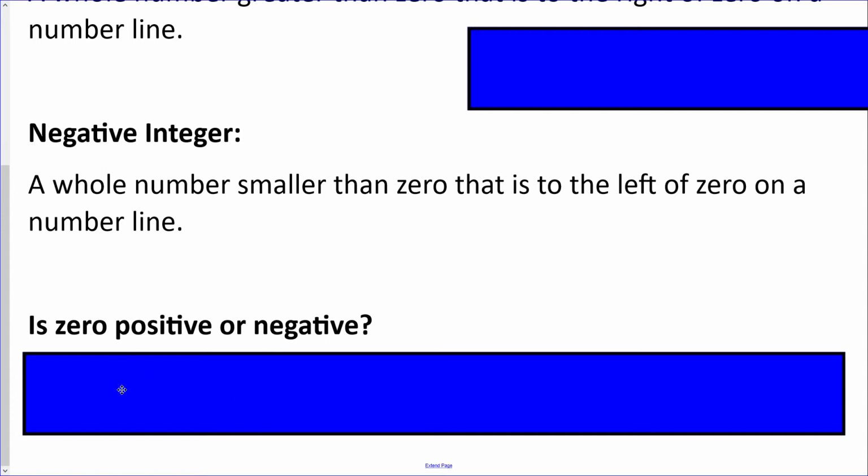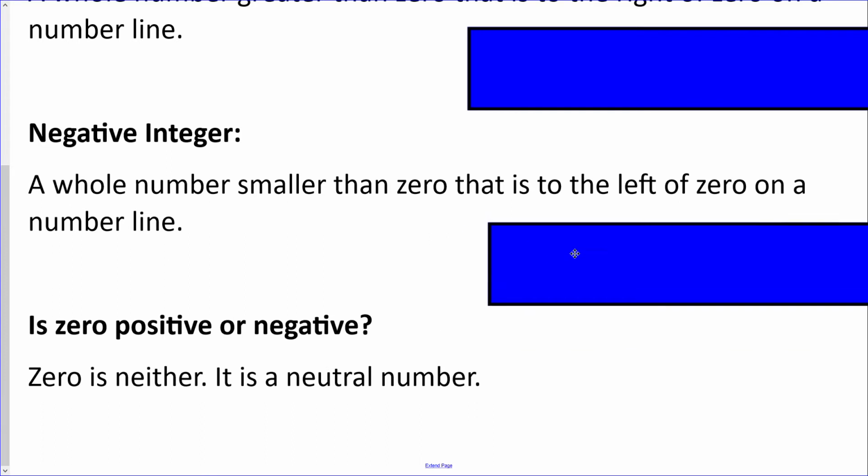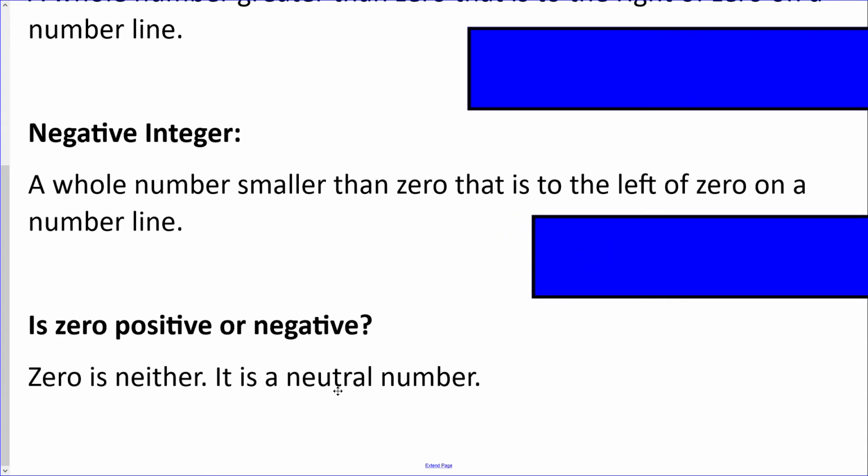Now, is 0 positive or negative? The answer is neither. It's sometimes called a neutral number, but it does not have a sign one way or the other. It's not positive or negative. I have read things before suggesting that 0 is both positive and negative, but to me that really doesn't make sense, so we're going to stick with 0 being neither positive or negative.